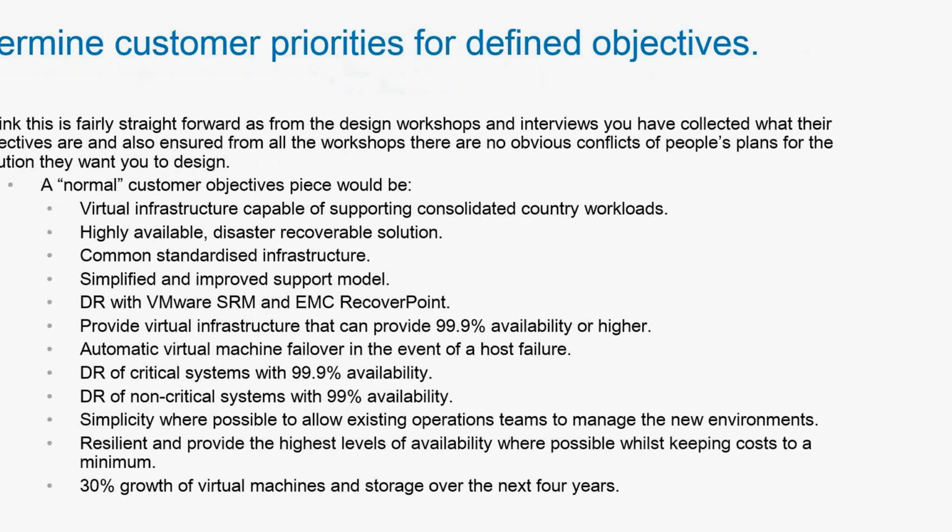Provide virtual infrastructure that can provide 99% availability or higher. So when you come in, you want to try and work out what the availability is. I won't go through all of these, but those are the kind of pieces you're looking at. You also want to look at growth of virtual machines and different pieces like that and for how long. That's normally how you start picking up a lot of objectives.